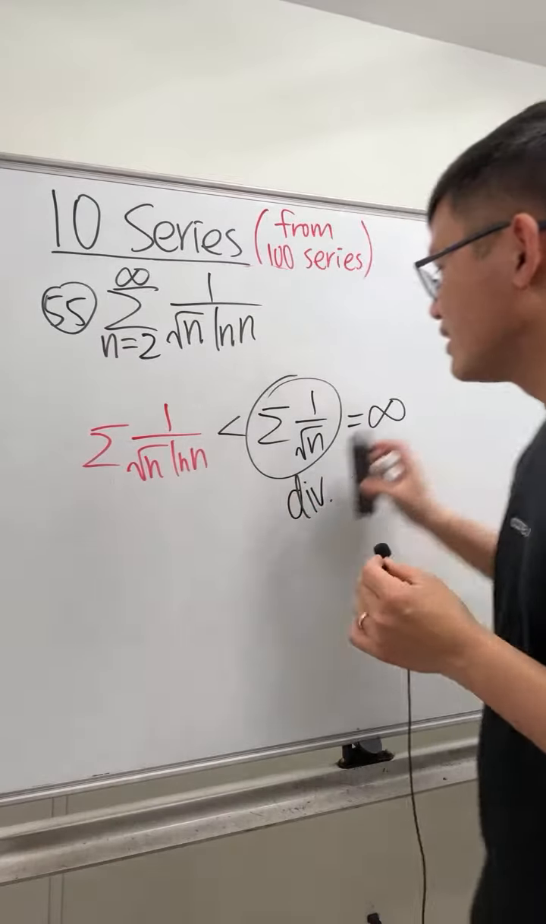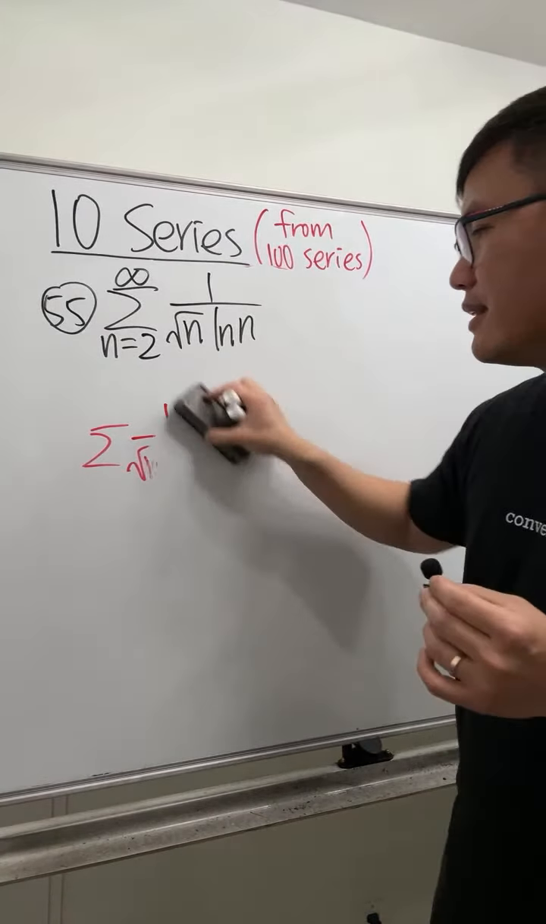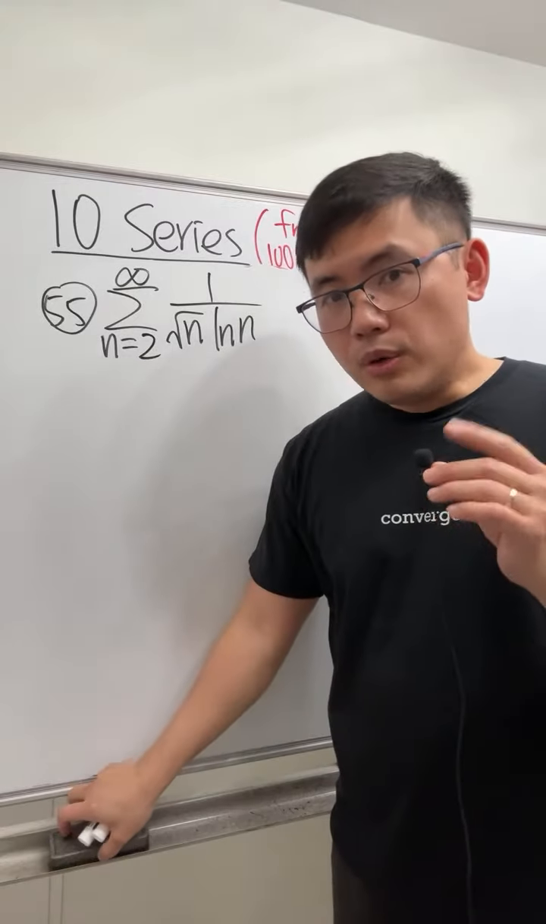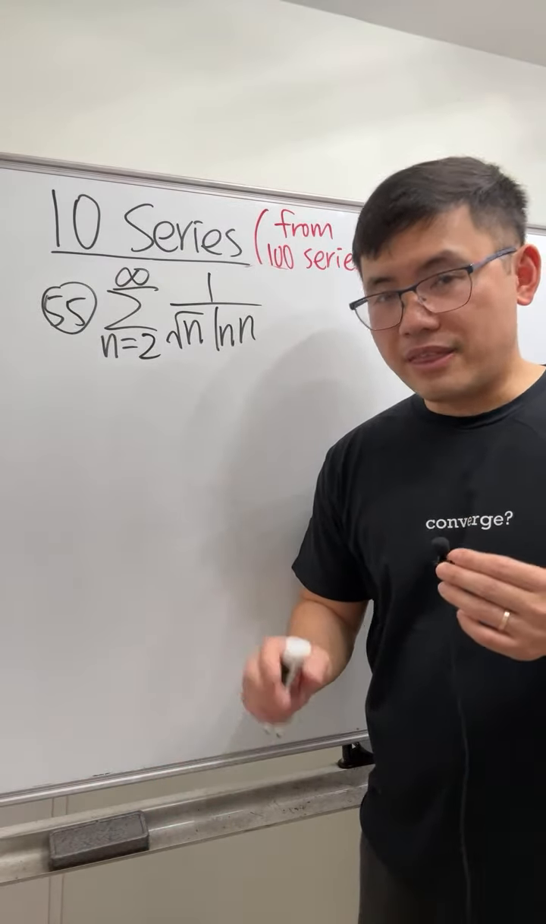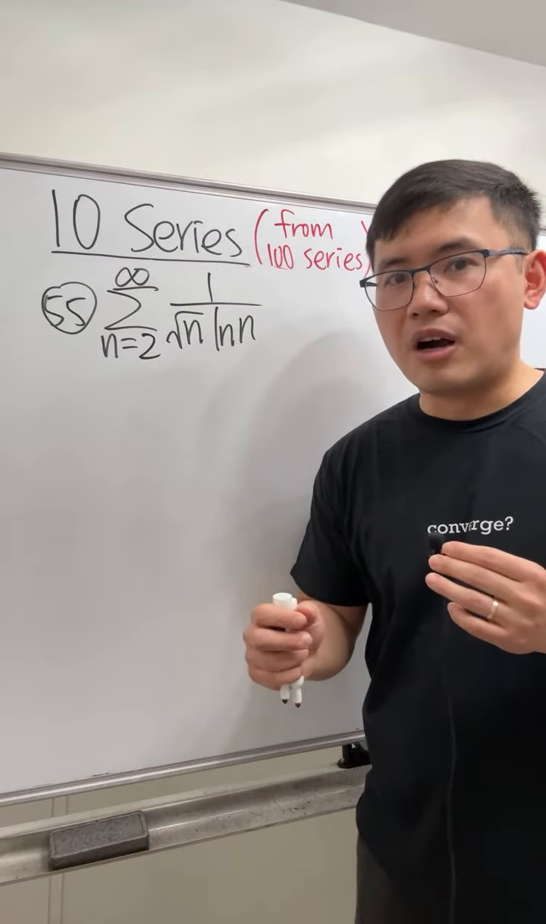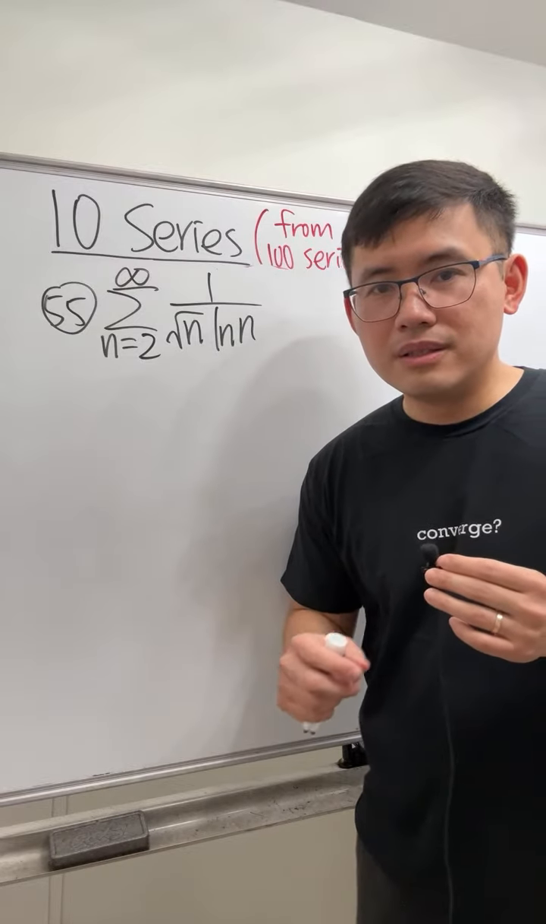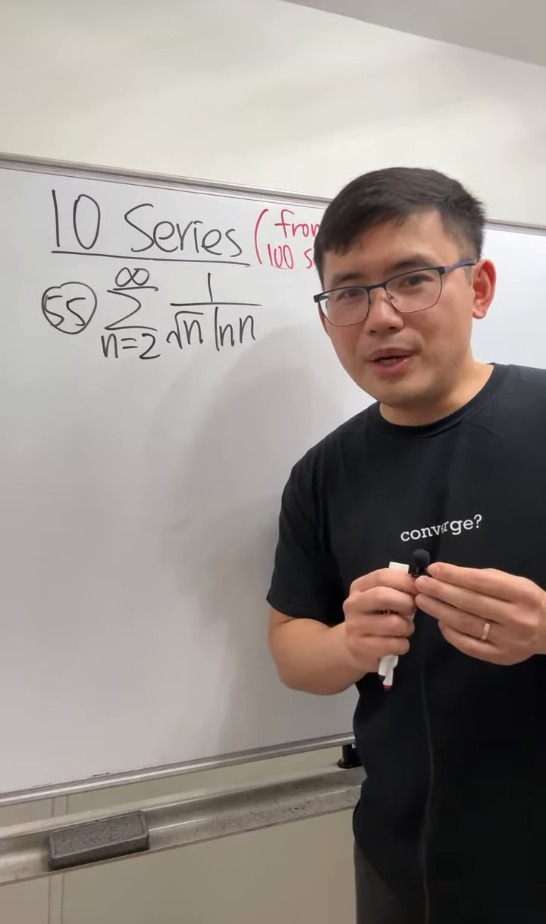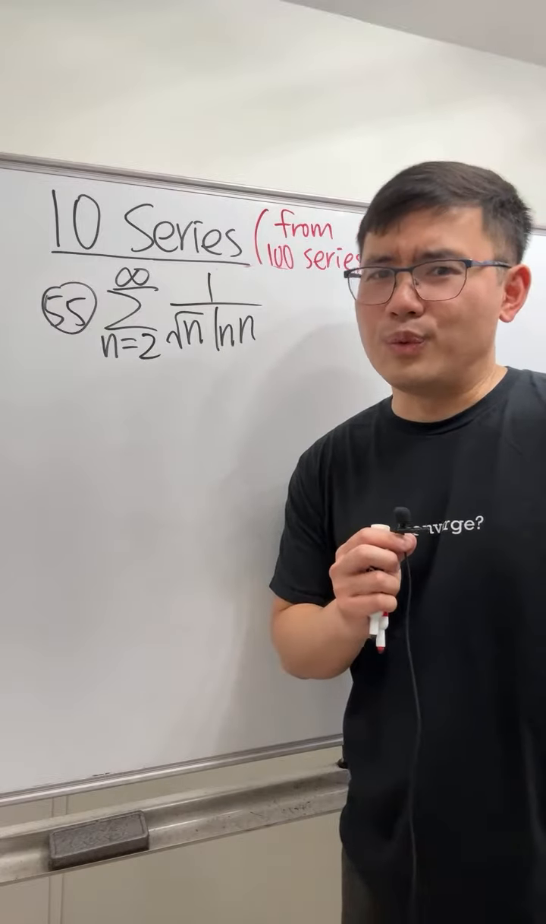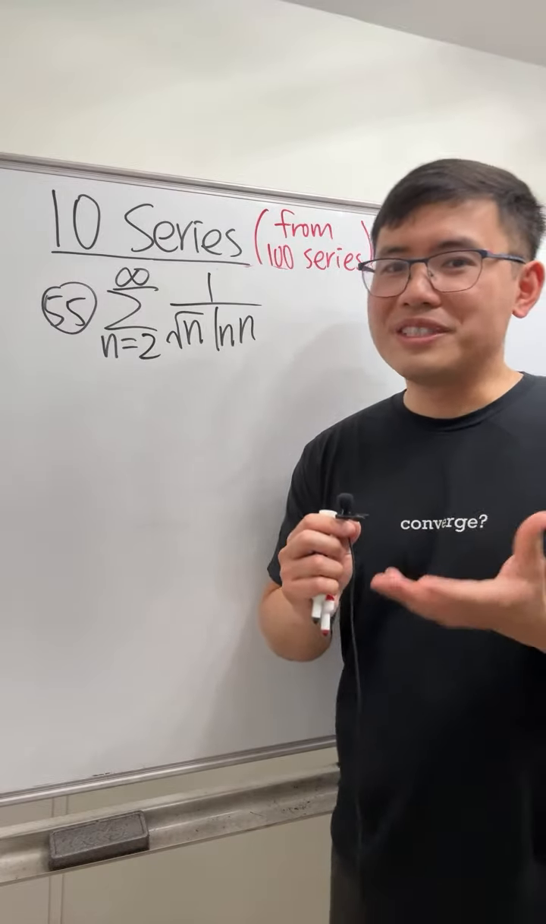So among all the tests, I think the direct comparison is the hardest one. Oh, hey, compare with 1 over n, but how do we know we use 1 over n? What's the hint?